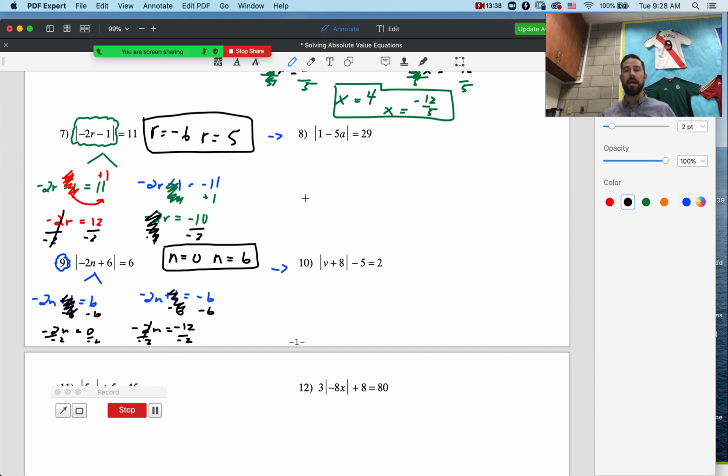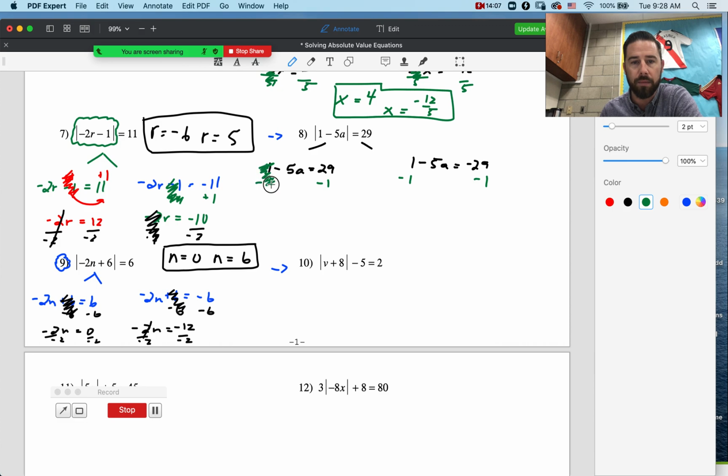Okay, so attack 8. When you're done with 8, press play, and we'll go over it. Okay, let's go ahead and attack this. So we've got 1 minus 5a equals 29, and then we've got 1 minus 5a equals negative 29. Okay, and let's kind of go through this. What do we need to get rid of? Well, let's get rid of this 1. Let's subtract 1 on both sides. Let's do it over here too. Subtract 1 on both sides, and let's see what happens.